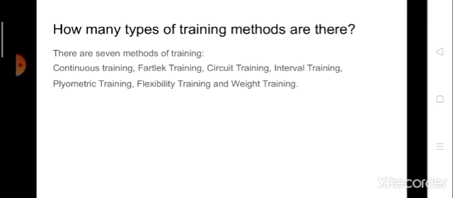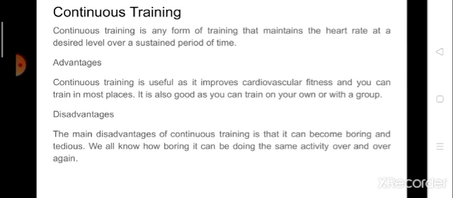There are 7 methods of training: continuous training, fartlek training, circuit training, interval training, plyometric training, flexibility training, and weight training. There are 7 methods. Now we'll study these methods one by one.